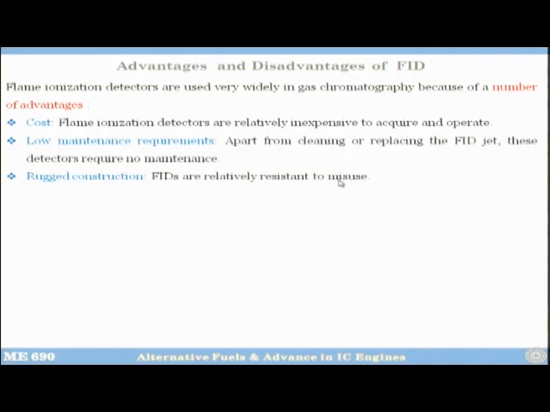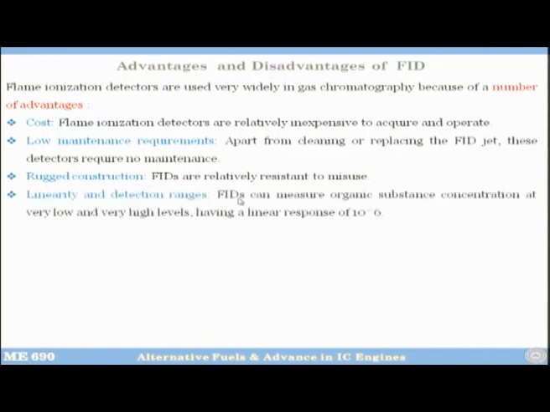Fairly rugged. Okay. So, relatively resistant to misuse. Even if you give it to your graduate students, it is highly unlikely that they will spoil it. Okay. Linearity is very good, detection range is quite good. So, FID can measure organic concentrations at very low and very high levels, and it has a linear response of the order of 1 to 10 to the power 6. But there are some disadvantages, and the first is that it cannot detect inorganic substances, only organic.